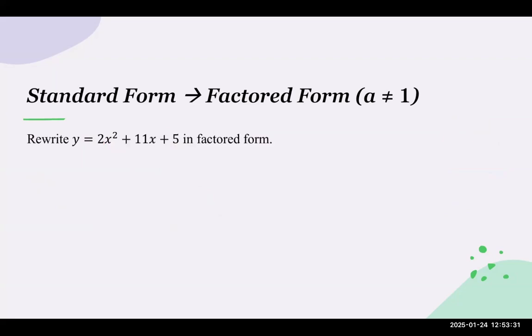Now, if a is not equal to 1, as you can see here, our a value is 2 this time, then we need to take a little different approach. So again, 2 now is our a, 11 is our b, and 5 is our c value. Okay, so instead of just looking at c, we are going to look at a times c. So the 2 times the 5 would give us a 10. And we're going to look at the factored pairs of 10.